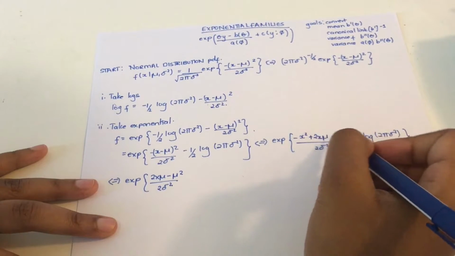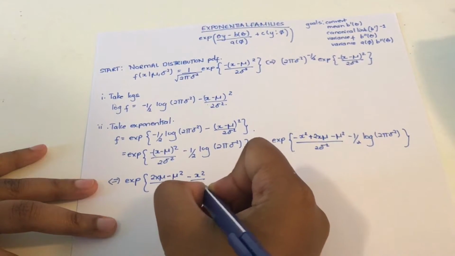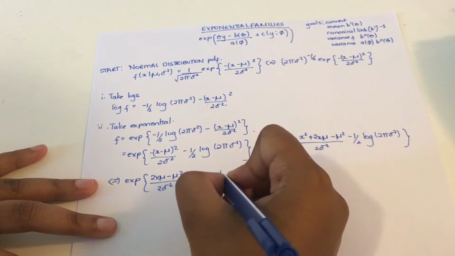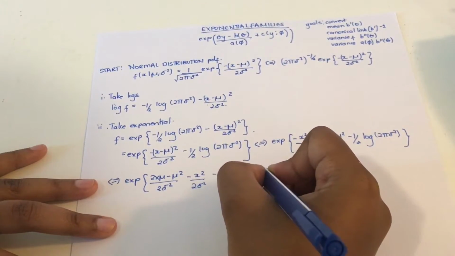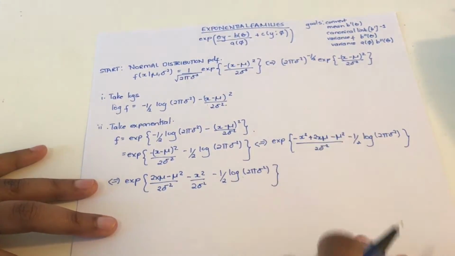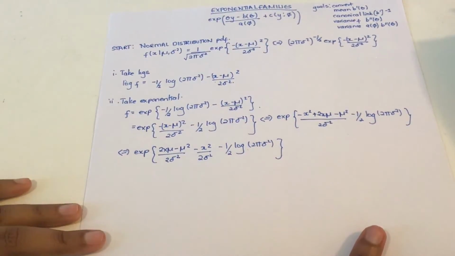I'm putting like terms together, and I will separate the function. So I'll put the first term, x mu divided by 2 sigma squared, minus x squared divided by 2 sigma squared, minus a half log 2 pi sigma squared. So that's kind of starting to look like the exponential function.